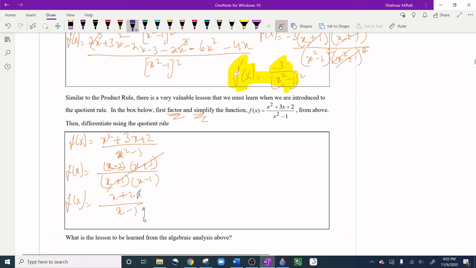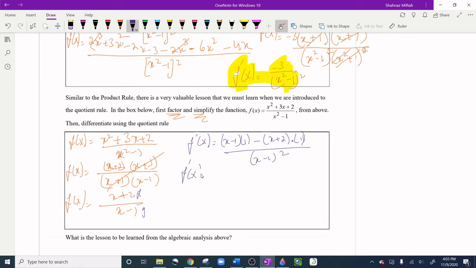This is f, that's g. So let's find f prime of x. g is going to stay as it is. The derivative of f is just 1, minus. Keep the f as it is, x plus 2, and the derivative of g is just 1, and then in the bottom it's going to be x minus 1 whole squared.